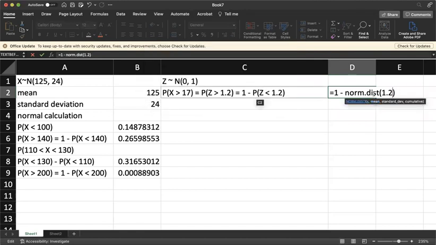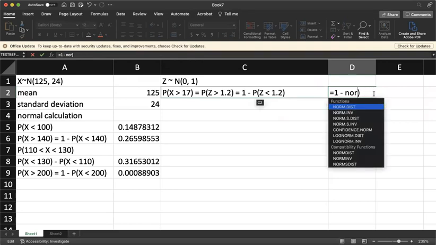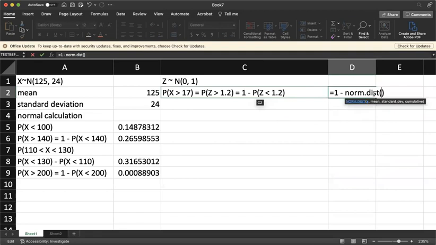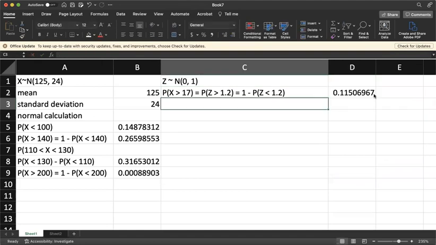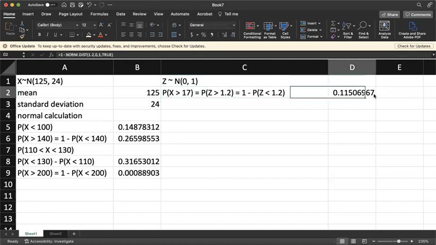Oh, hold on. And we still specify. So 1.2, 0, 1, true. Guess it doesn't default. We'll get the same value that we had before. So again, we know the mean, the standard deviation, which will be 0, 1.